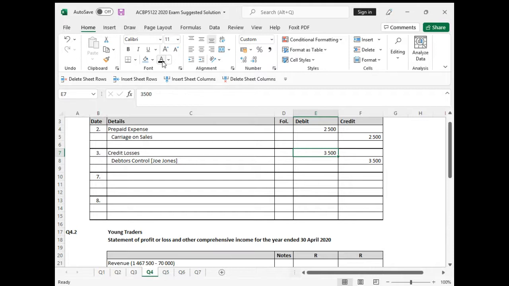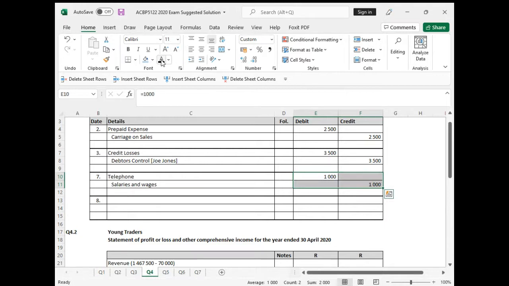Then entry number 7, the journal you had to do for the correction of the error. So 1,000 Rand was taken to salaries and wages instead of the telephone account. So that means telephone needs to increase. So we debit it and we credit salaries and wages, and the amount that needs to be adjusted is the 1,000 Rand.